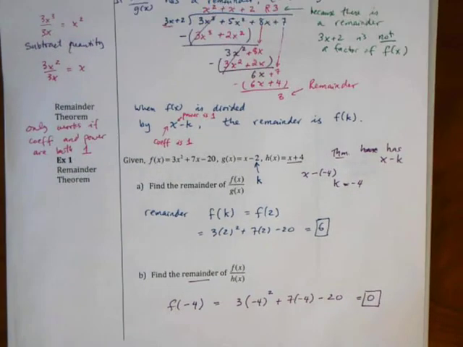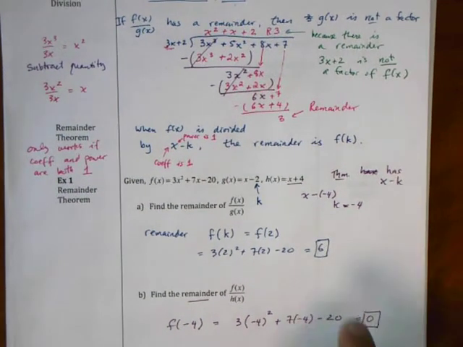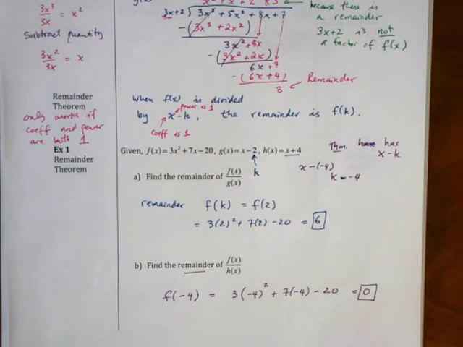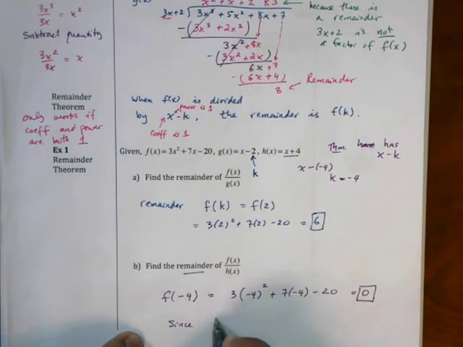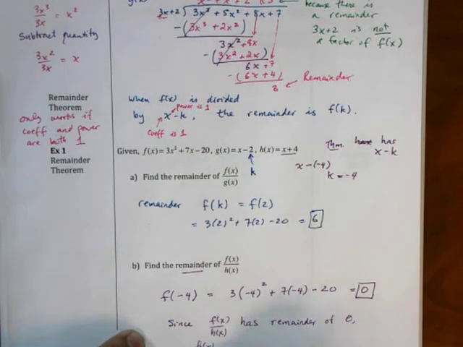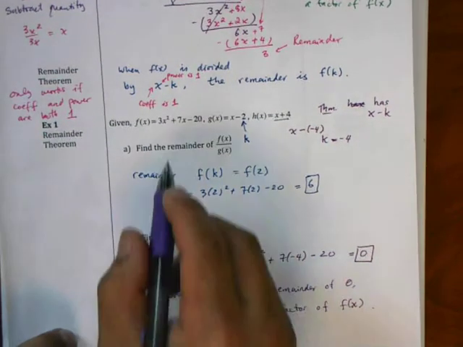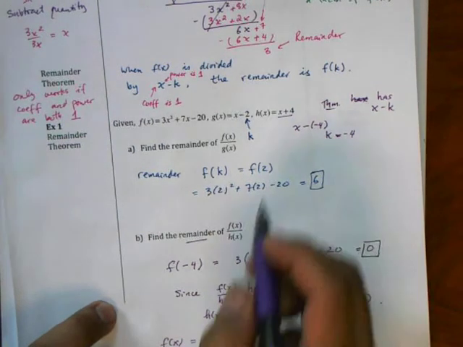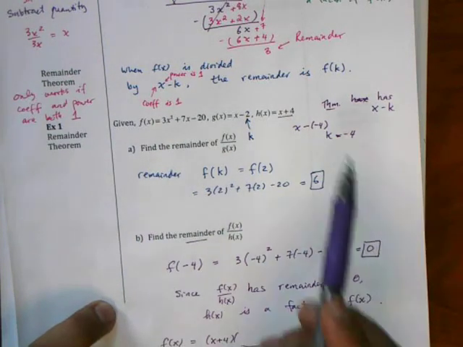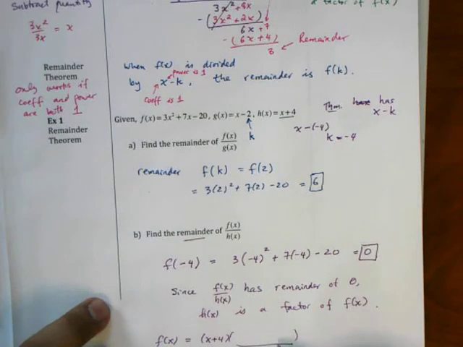Now, one of the nice things about this is that if the remainder is 0, remember what we wrote up here, then this expression is a factor. So we can say, since f of x over h of x has a remainder of 0, h of x is a factor of f of x. Meaning that you can rewrite f of x as x plus 4 times something. We know that we can pull an x plus 4 out of it, and whatever is left has to multiply back to give you 3x squared plus 7x minus 20.